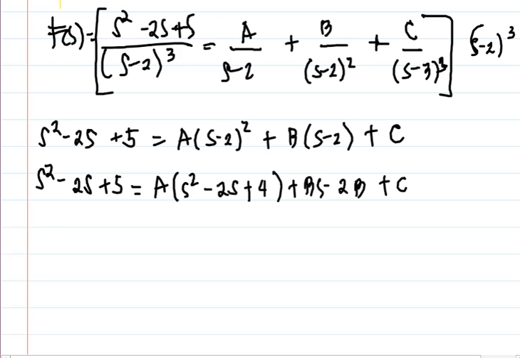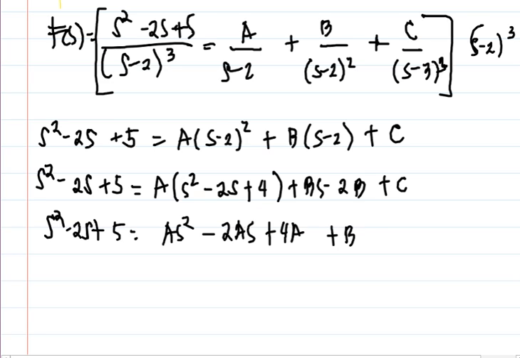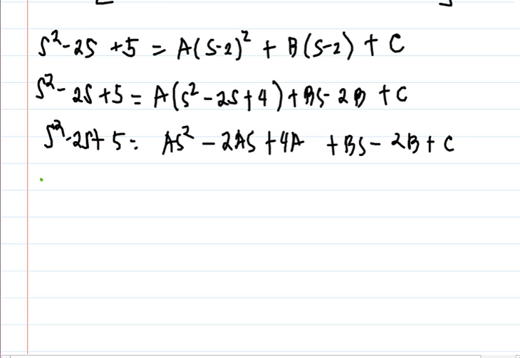So next, we combine. Okay, combine everything, we have s squared minus 2s plus 5 is equal to As squared minus 2As plus 4A plus Bs minus 2B plus C. So, all the terms with s squared: this is equal to 1 is equal to A. So, automatically, we have one of our values. A is equal to 1.